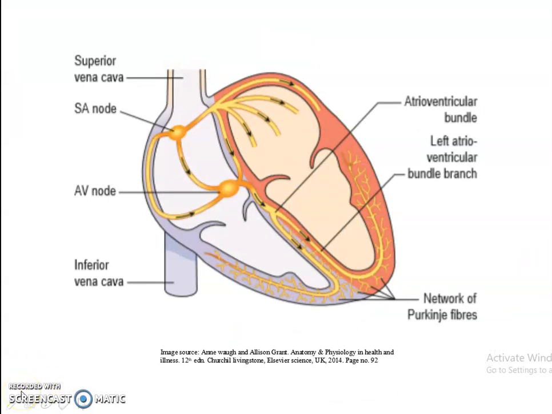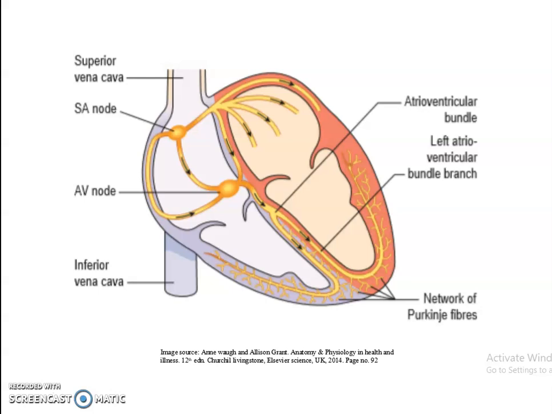See, in this figure, you can see the conduction system of the heart. One of the important functional characteristics of the heart muscle is automaticity. Without the influence of the nervous system or the hormones, the heart muscle is able to generate the impulse.